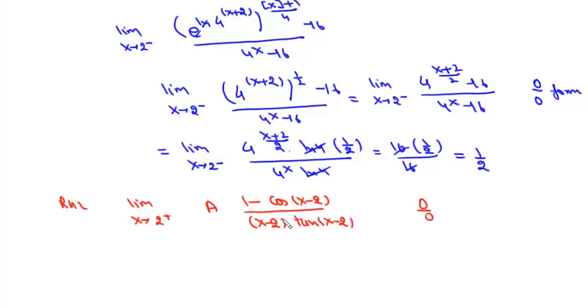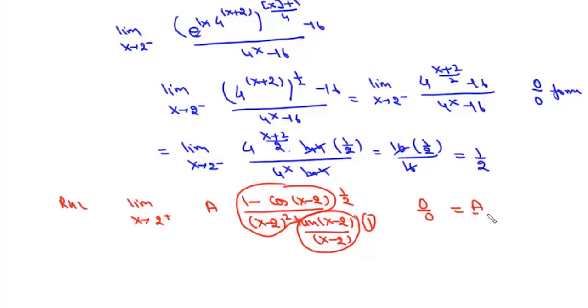Now what we'll do is we'll multiply and divide this denominator with x minus 2. Now this is the standard limit tan x upon x, which is 1, and this is 1 minus cos x upon x square, and it is 1 by 2. So this right hand limit will be 1 by 2.